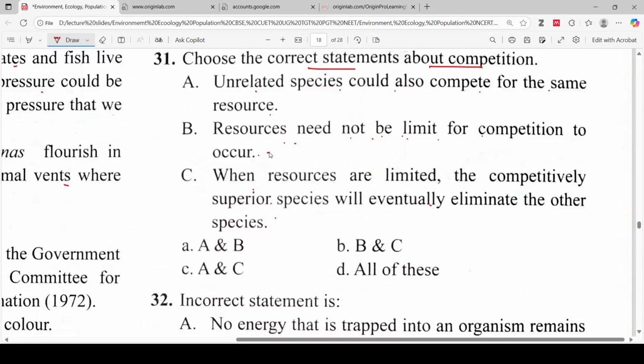So you have to choose the correct answer. D. So option D is all of these. All of these is the correct answer.